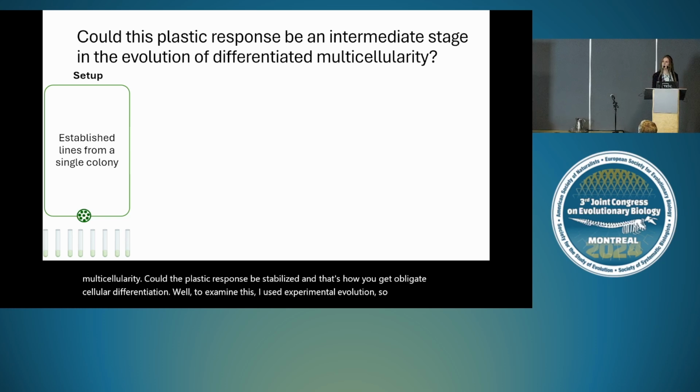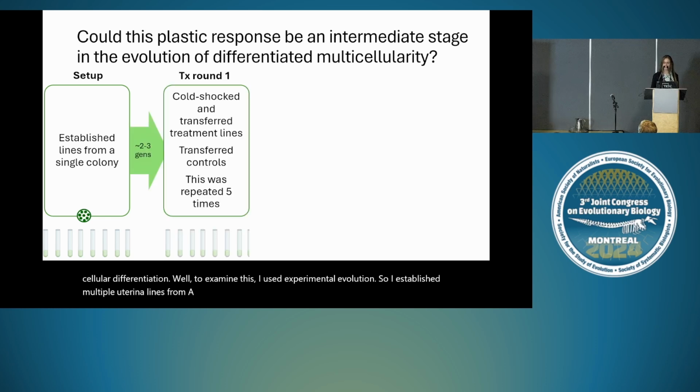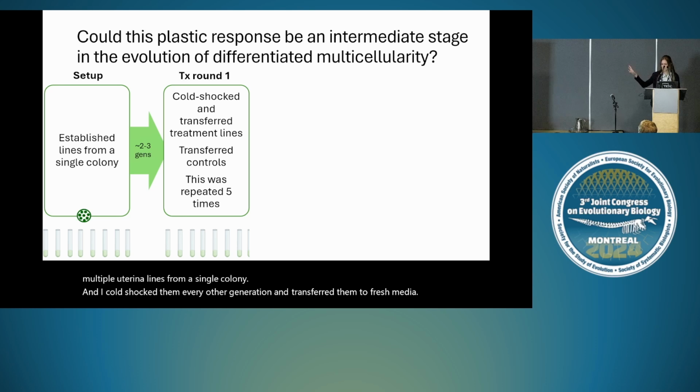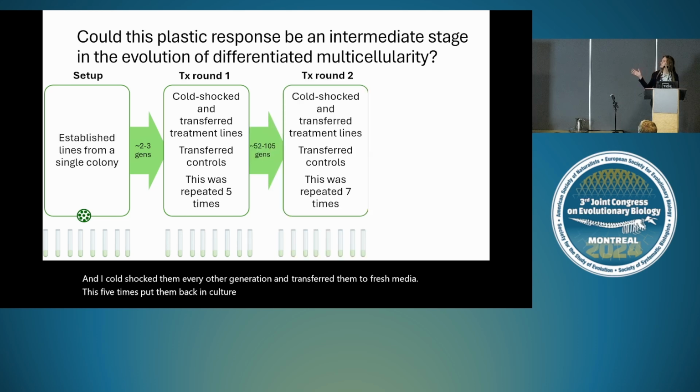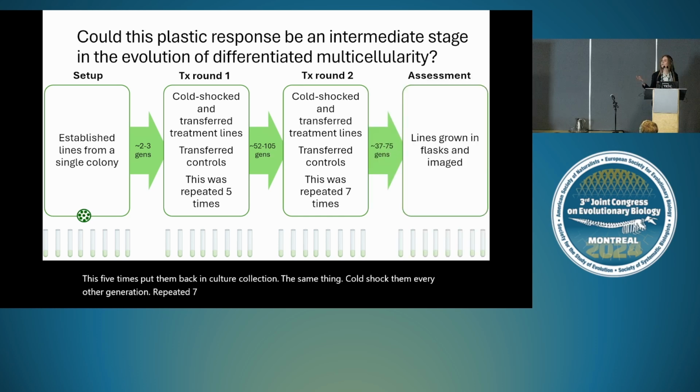So I established multiple Uterina lines from a single colony, and I cold shocked them every other generation and transferred them to fresh media. And I repeated this 5 times, put them back in culture collection, did the same thing, cold shocked them every other generation, repeated this 7 times, put them back in culture collection, and 5 months later, which corresponds to somewhere between 40 and 75 generations, I grew these lines in flasks and I imaged them. So all the data you're going to see comes from colonies that haven't been exposed to that selective stressor for dozens of generations.